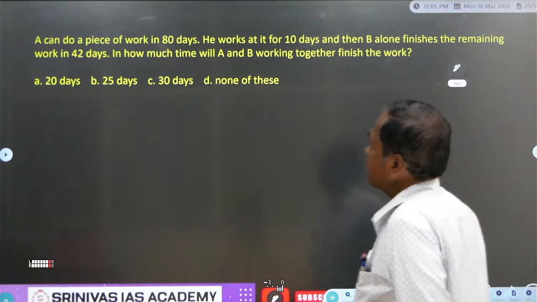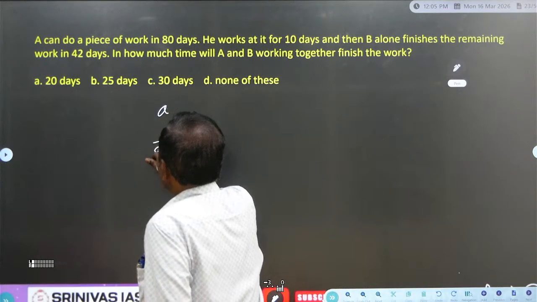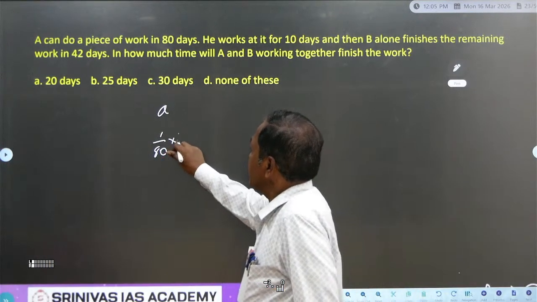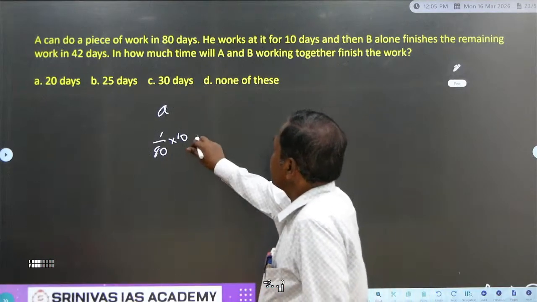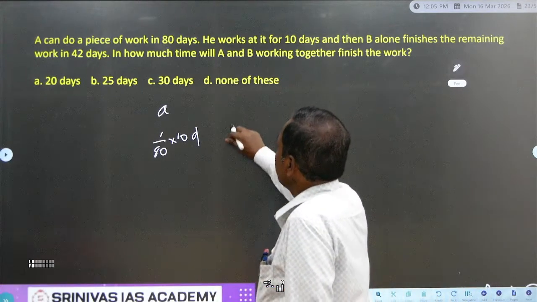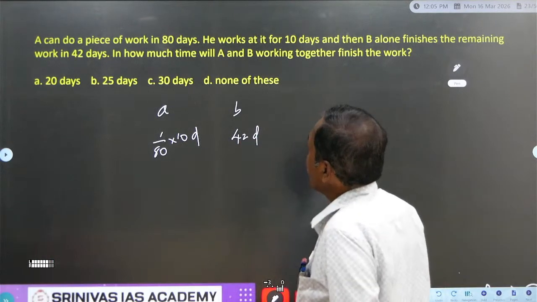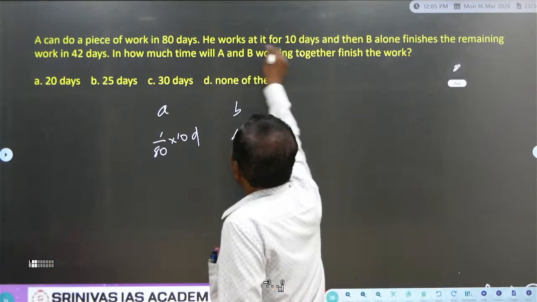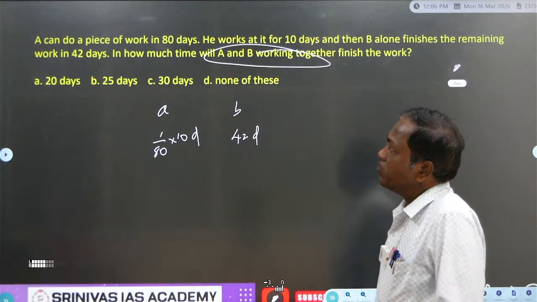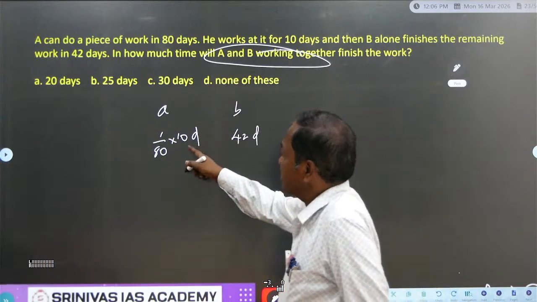A can do a piece of work in 80 days. That A is 1/80. He works at it for 10 days. Then B alone finishes the remaining work in 42 days. In how much time will A and B working together finish the work? See, A alone can finish the work in 80 days. The 1 day work of A is 1/80, but he works for 10 days.